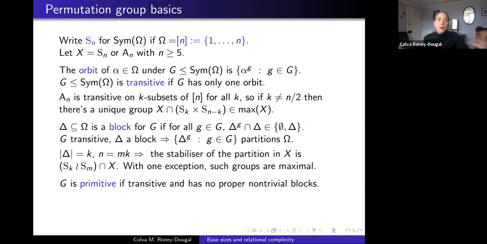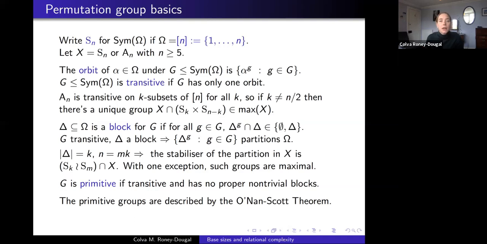Well, I've just talked about all of the ways in which I could have an intransitive maximal subgroup and all the ways in which I could have a stabilizer of a partition. So the remaining ones have to be primitive. And so all of our remaining maximal subgroups are primitive. And the primitive groups are described by the Onan-Scott theorem.